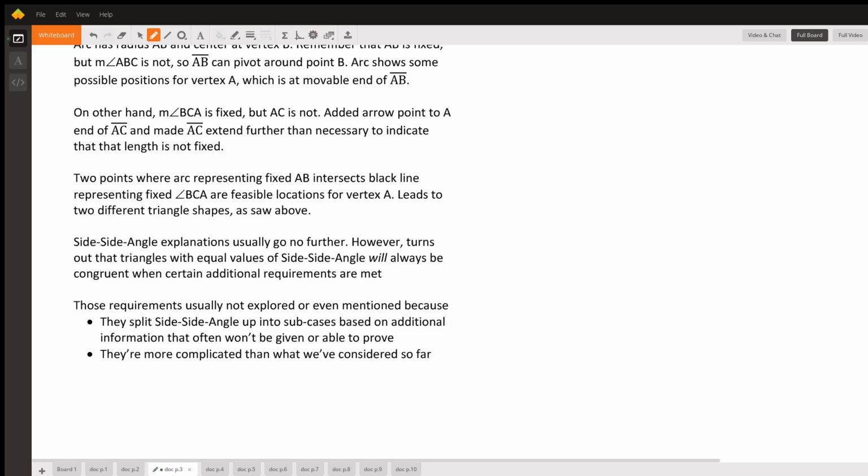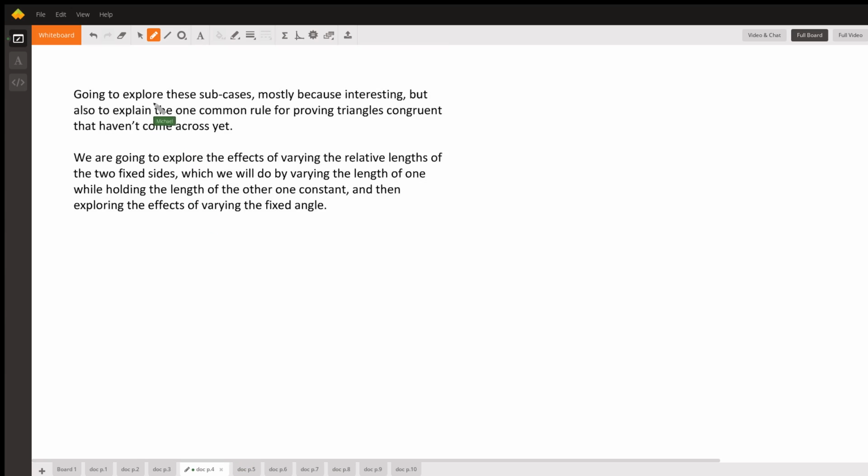But it turns out that triangles with equal values of side-side-angle will always be congruent when certain additional requirements are met. Those requirements are usually not explored or even mentioned because they split side-side-angle up into subcases based on additional information that often won't be given or able to be proven, and they're more complicated than what we've considered so far. So we're going to explore those subcases, mostly because it's interesting, but also to explain the one common rule for proving triangles congruent that we haven't come across yet in the other video.